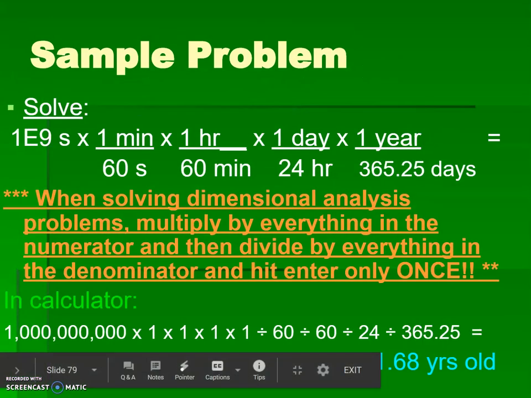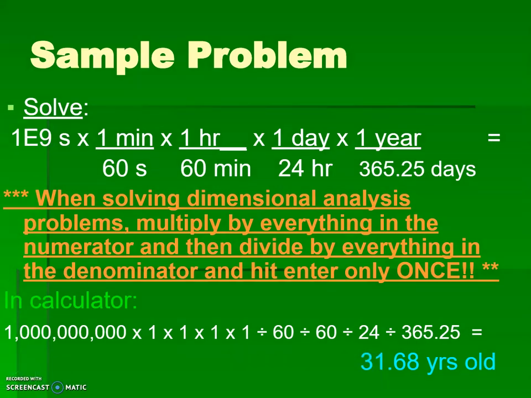So when you hit your 30s, you're 31 and 2/3 almost, you are going to be a billion seconds old. Okay, so 1E9, we're going to cancel out our seconds here, seconds and seconds. Then we're going to cancel out our minutes. Then we're going to cancel out our hours. And lastly, cancel out our days, leaving the unit that we want, years. So in your calculator, you can either put 1 billion seconds or 1E9, and then your times ones, divide by 60, divide by 24, and you get your 31.68 years old. And that is dimensional analysis.